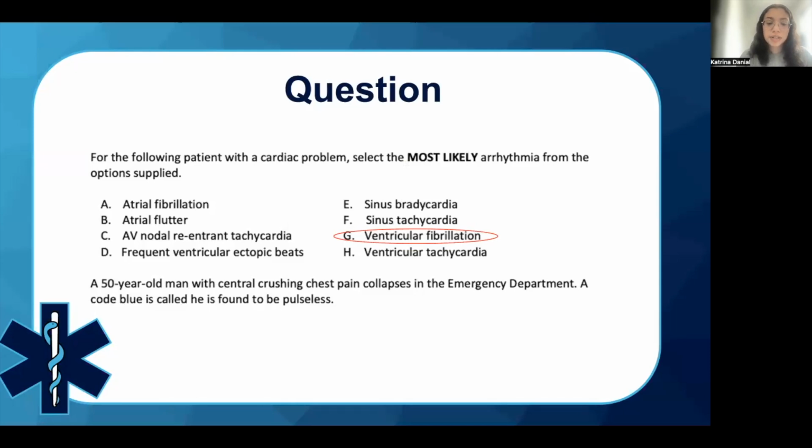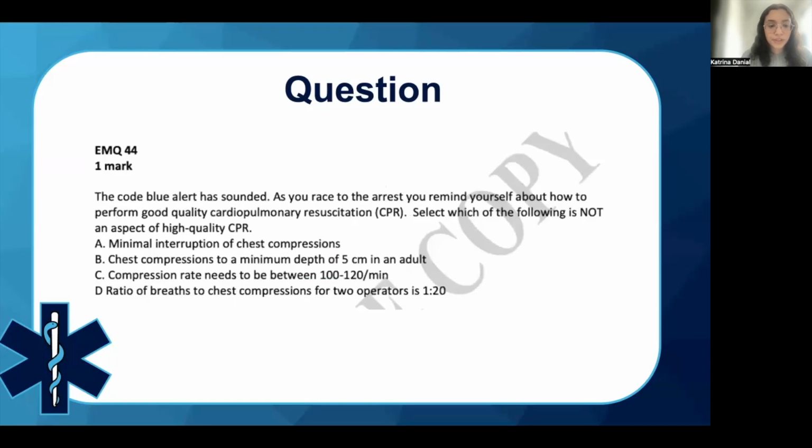And secondly, central crushing chest pain, we're probably thinking he's having a heart attack. He's more likely to go into VFib because of that as well. In terms of AFib, sinus brady, atrial flutter, sinus tachy, all of the others, you wouldn't be pulseless. So that's this question.